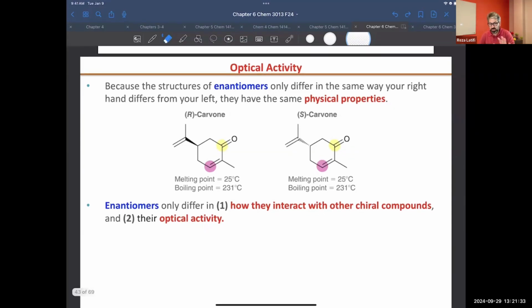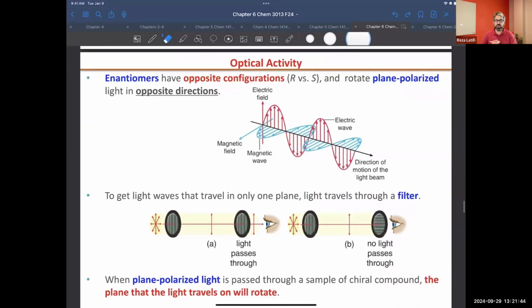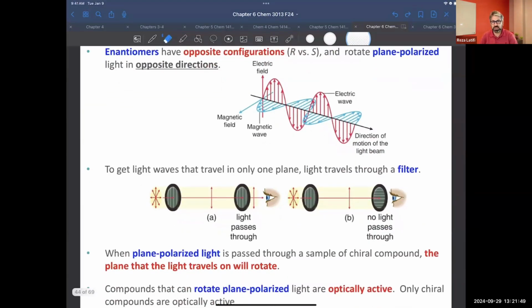But for now, we're going to say their physical and chemical properties are the same. They will be different when you subject them to a chiral environment or polarized light. And what is polarized light? Light has an electric field and a magnetic field, and it goes like a sine wave, up and down. But it can reach the sample from any direction.